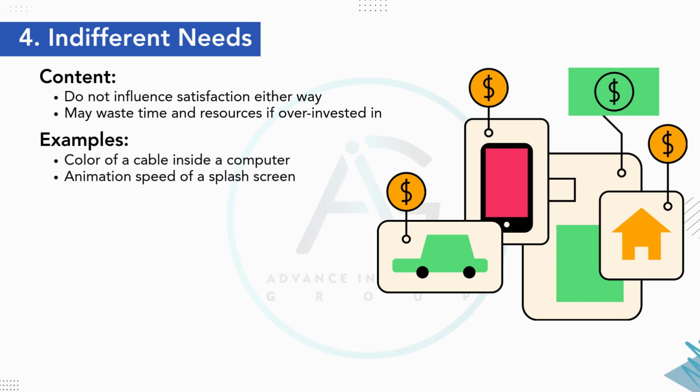Examples: the color of a cable inside a desktop computer. The customer doesn't see or care about it. The animation speed of a splash screen. Most users either skip it or don't pay attention to it. As process designers or product developers, it's crucial to identify and minimize effort spent on indifferent needs, so that energy is better spent on features that actually matter to the customer.